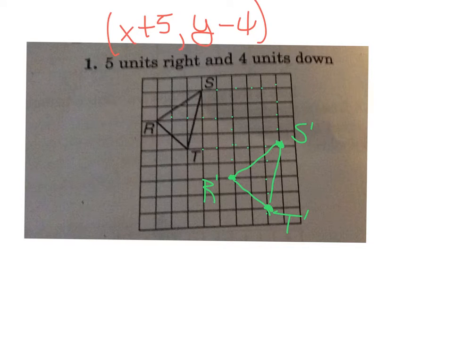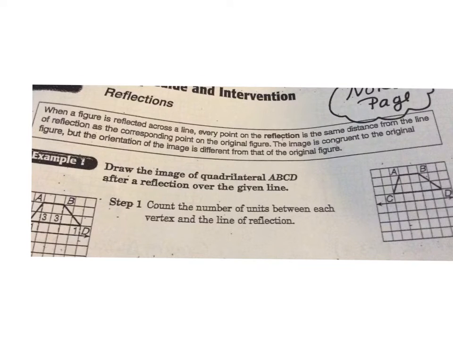Now we're going to go to the reflection page. I just copied the top of the page on the reflection. Let's read the definition together. A reflection is when a figure is reflected across a line. And we can reflect a shape over the x-axis, over the y-axis. I could tell you to reflect over x equals 1, the line, or I could say reflect over the line y equals -3. All of those are what you'll be given directions as to what to do.